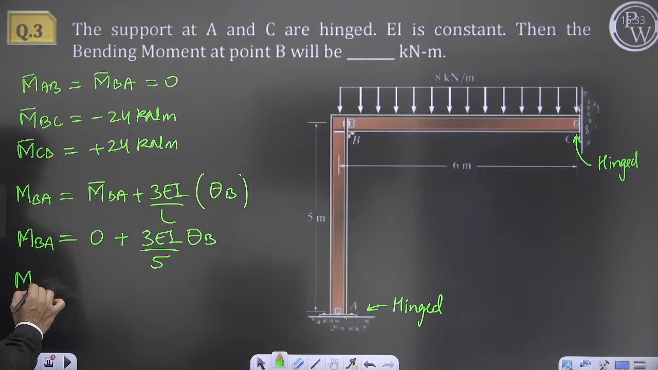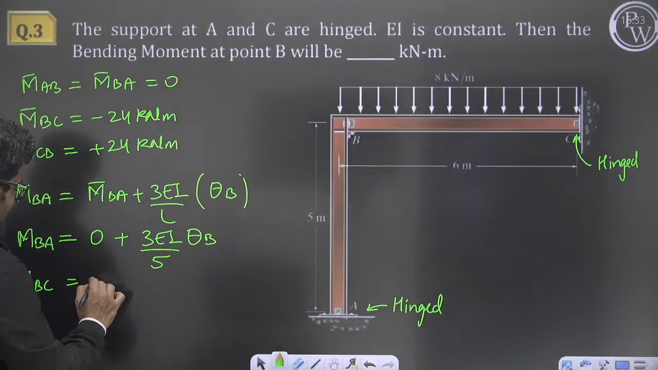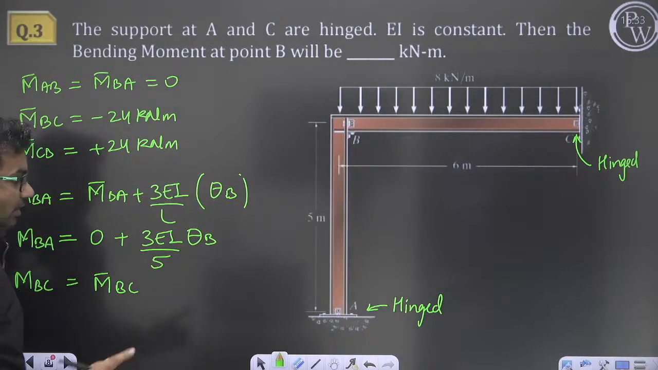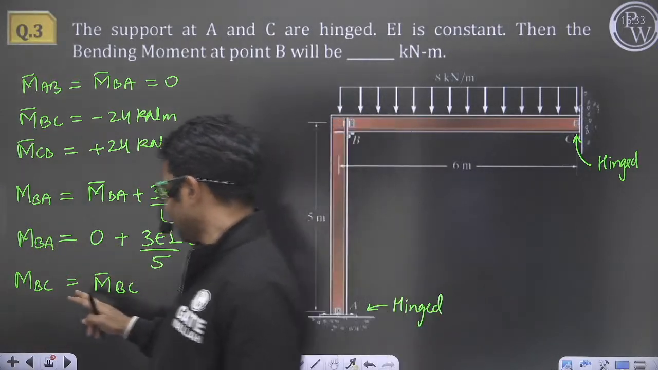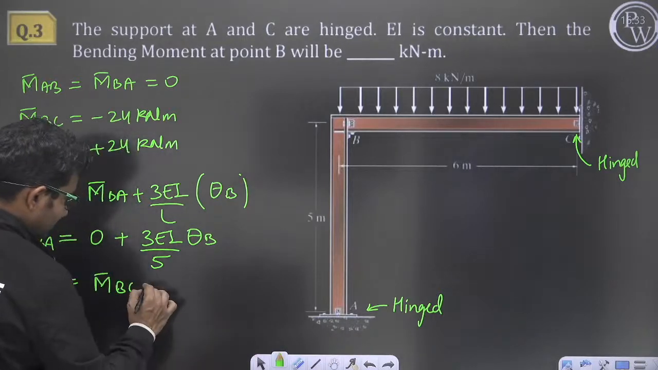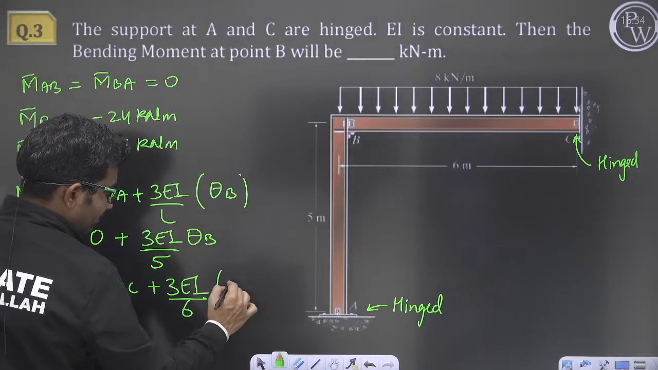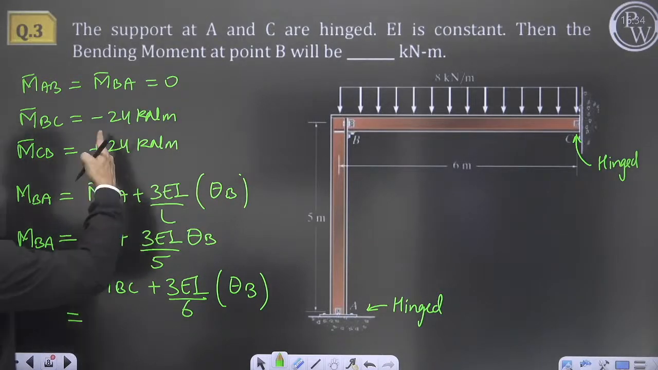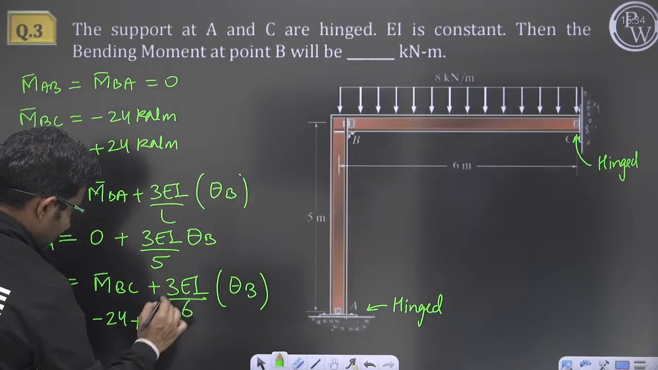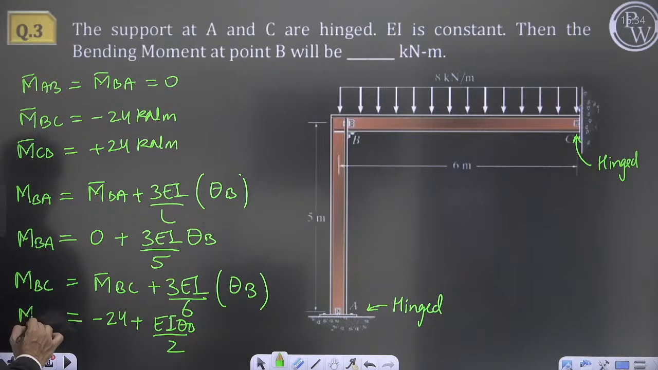Now MBC will be equal to M bar BC. You know modified slope deflection equation. Modified slope deflection MBA we have found out. Now MBC will be equal to M bar BC plus 3EI by L. Now here L will be 6 and it will be theta B. Okay, so MBC will be equal to M bar BC, which is minus 24, plus EI theta B by 2. This will be MBC.